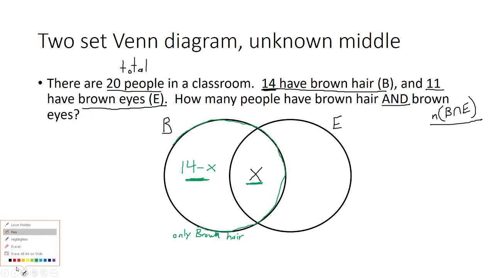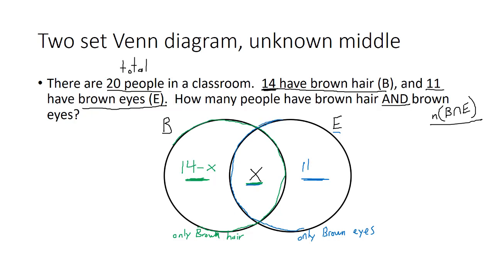And we do much the same thing for E over here. This right here is not 11. This and this adds up to 11, because when we're dealing with brown eyes, we're dealing with this whole circle here. So really this sector is people that have brown eyes but do not have brown hair. They have only brown eyes. That is 11, the total number of people in this whole circle, minus X, the people that have both.